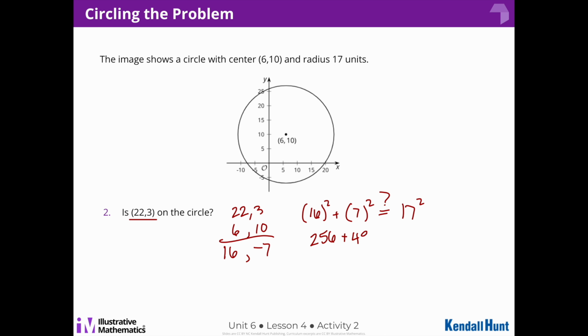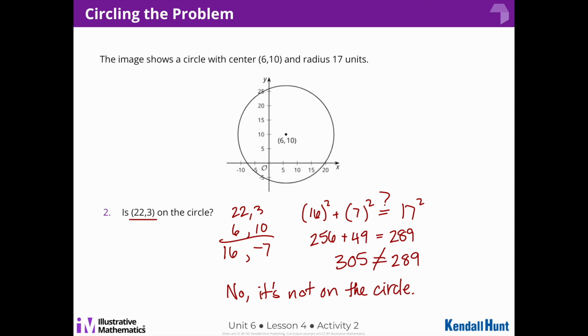7 squared is 49. And 17 squared, I believe, was 289 on the last one, right? Yeah, 289. If you add up the left-hand side, 256 and 49, that gives us 305, and that is not equal to 289. So since it's not equal, we can say no, it's not on the circle. That's because our distance doesn't work out to 17, and we're still working with the radius of 17 units.